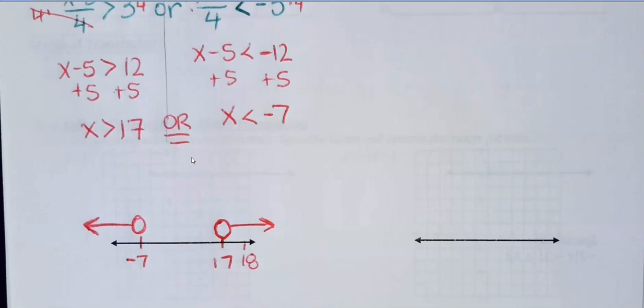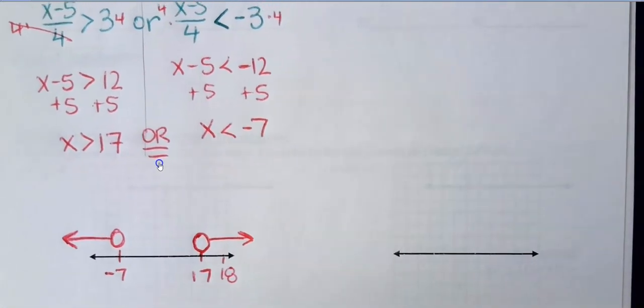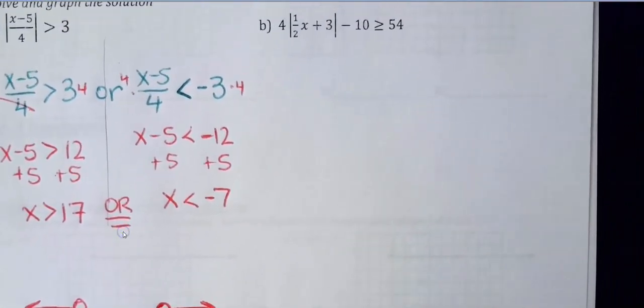If you're doing a graph of these, both of your circles should either both be open or both be closed. You shouldn't have one of each whenever you do any of these absolute value inequalities. Okay, now I'm going to practice one more with you here.